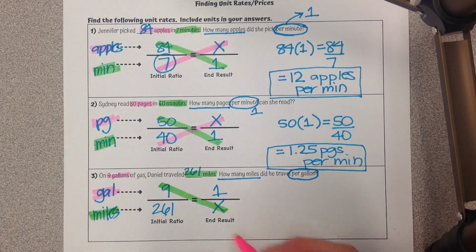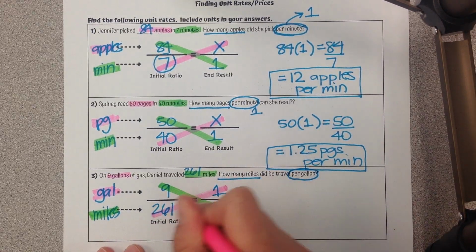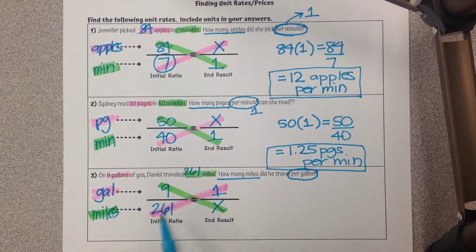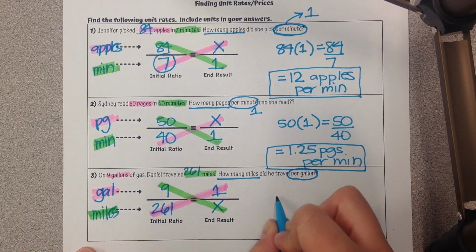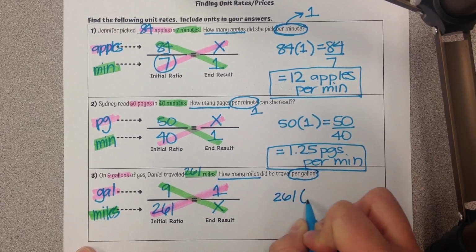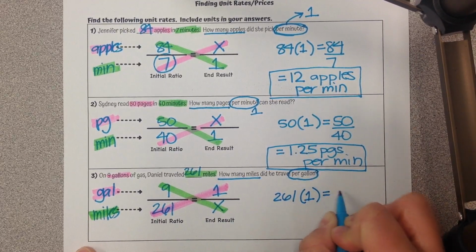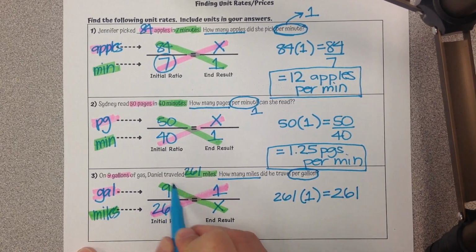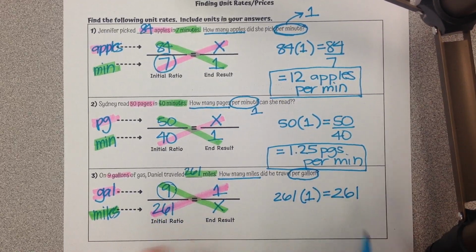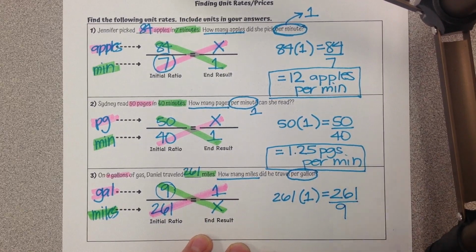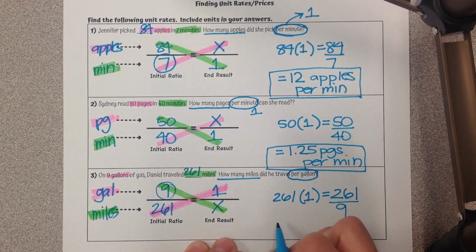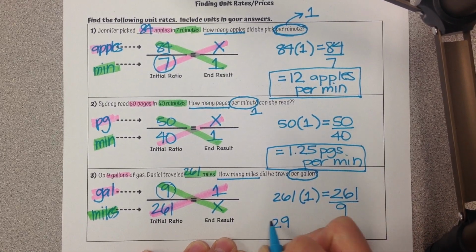I'm going to highlight. Right, I'm going to start by multiplying the numbers that are across from each other. So I have 261 times 1, which equals 261. And then I'm going to divide by my number that's across from my variable, which is 9. And 261 divided by 9 is 29.